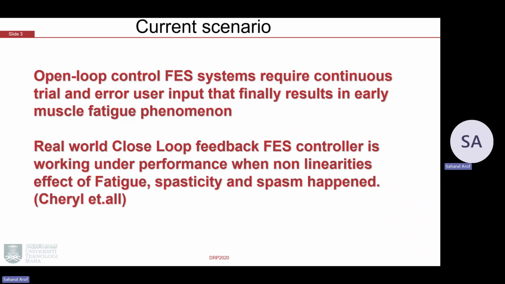But the closed loop feedback FES controller is expected to give better performance because it can change the amount of charge being applied and transferred to the muscle. But in the real world, the closed loop FES controller is observed to work under performance. This is most of the time due to the nonlinearities such as fatigue, spasticity, and spasm.